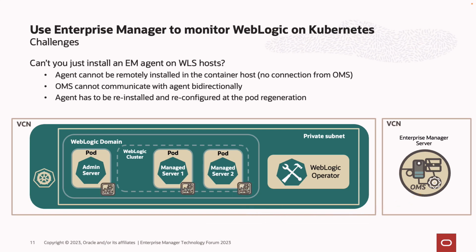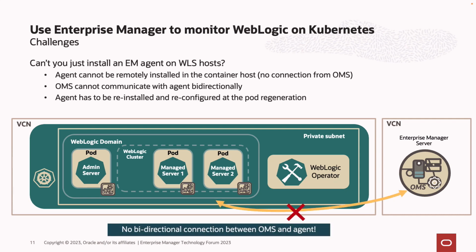Even in a case you manage to manually install the agent to the containers within the pods, there is still a problem as Oracle Management Service, or OMS, cannot access the agents because they are in a private subnet, while OMS needs to communicate with the agent bidirectionally. So there are security constraints in the Kubernetes setup that is purposely making the environment secure.